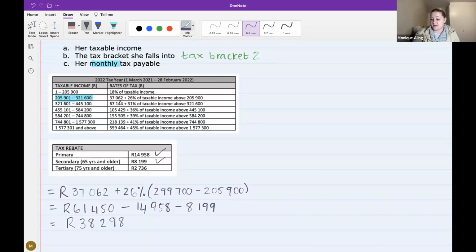But the question asked for her monthly tax payable. So we do step 6, which says divide by 12. So her monthly tax payable amount will be 3,191.08. And for those of you that have answered, you did get that correct. Well done.